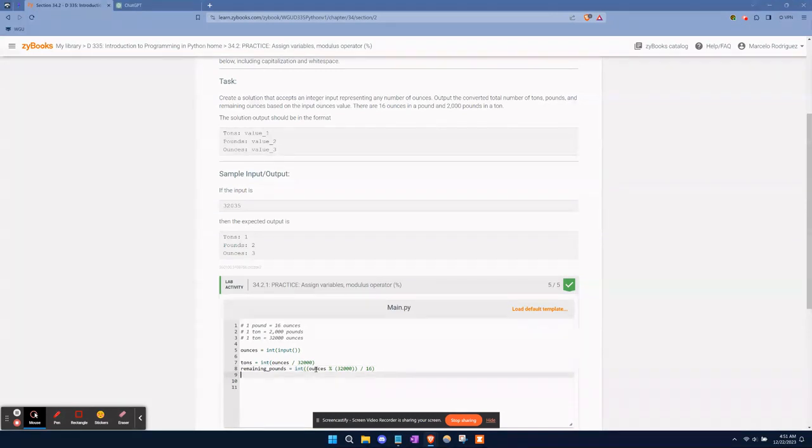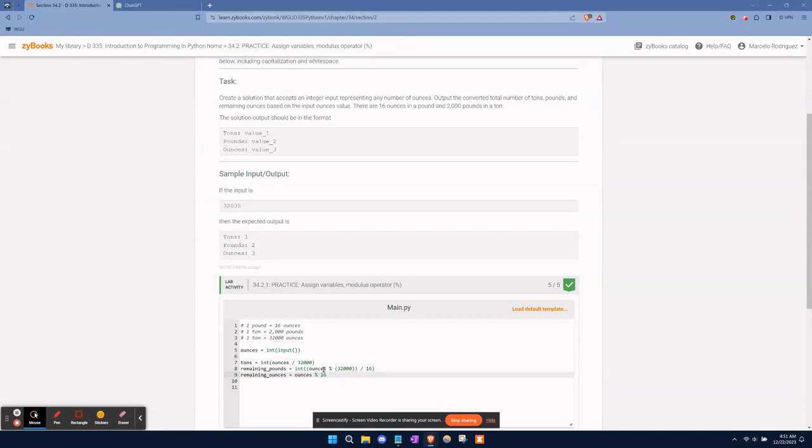And for our remaining ounces, we'll create a variable, and that will be as straightforward as ounces, whatever remains, modulo 16. So ounces modulo 16, and whatever the remainder on that is. And so that is our conversion tables.